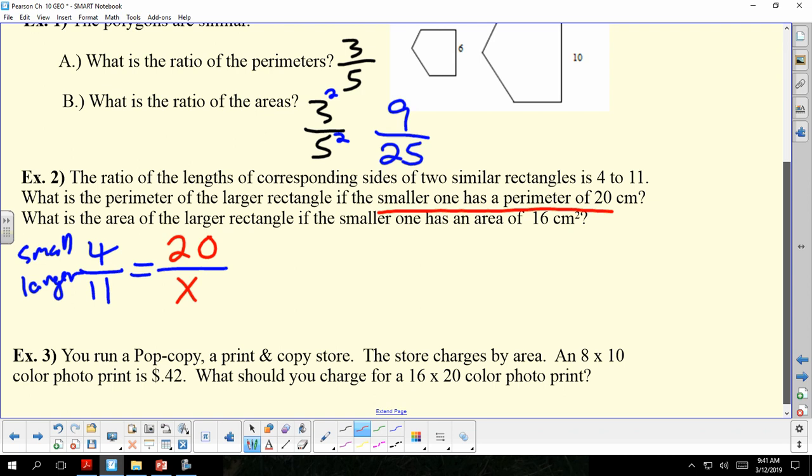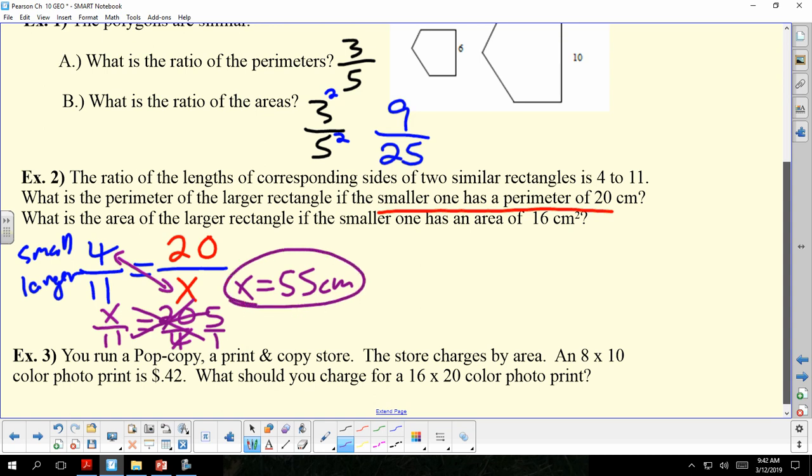Remember how proportions work. We can simplify this a little bit by changing the locations of those. So we have x/11 equals 20/4. And can I simplify that 20/4? Sure, it's going to be 5/1. Now I can cross multiply from there, and I get x equals 55 centimeters. So the perimeter of the larger one is 55 centimeters.